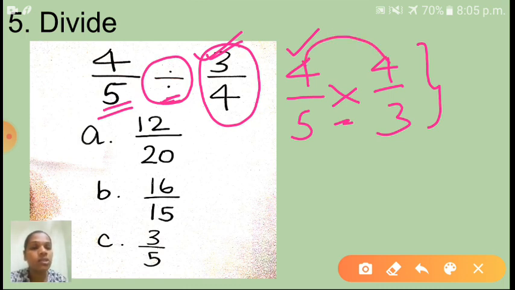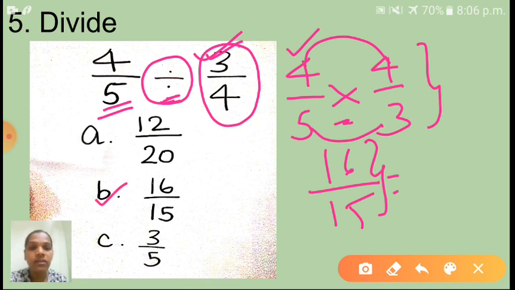4 fours are what? 16. 16 upon 5 threes are 15. Okay, see here children, here 3 options are there, 16 upon 15, that is your answer. Here yes, you can simplify also. But here only 3 fractions are there, so 16 upon 15, that is your answer. Okay, so if you will simplify, yes, 1 upon 15, this is your answer. But here this is a multiple choice question, so which option is correct, that you have to click. Understood children? So shall I go to next now?